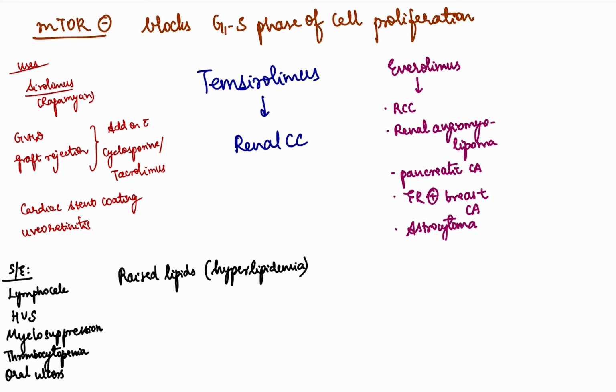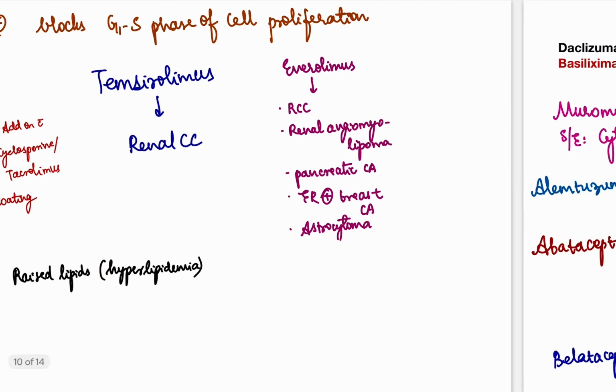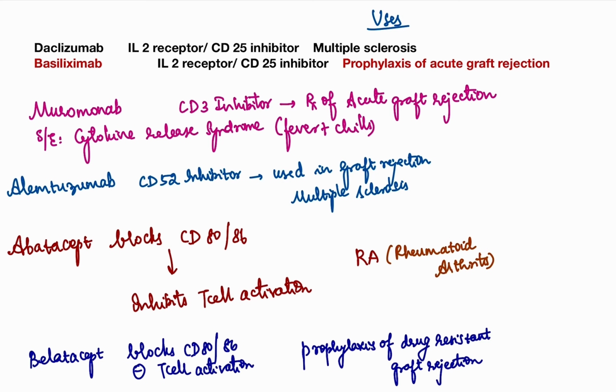Nowadays, drug-eluting stents are used for cardiac stents, and in those stents you can use mTOR inhibitors like sirolimus. It is also used in cases of uveitis. Temsirolimus is used in renal cell carcinoma. Everolimus is used in RCC, renal angiomyolipoma, pancreatic carcinoma, ER-positive breast cancers, and astrocytoma. The side effects of mTOR inhibitors are lymphocele, hemolytic uremic syndrome, myelosuppression, thrombocytopenia, oral ulcers, raised lipids, and hypertriglyceridemia.